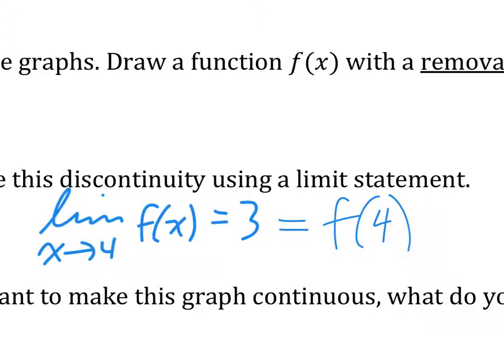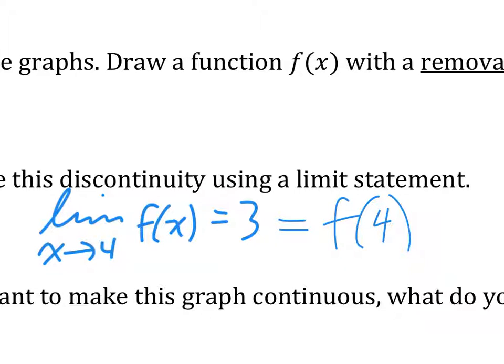When I asked you to draw a lot of discontinuous graphs, you drew all kinds of graphs. You had one with holes, you had infinite, you had jump. Which is the only one you can make continuous? The one that only has a hole. The one that goes like a jump, you cannot make continuous. The infinite one, you cannot make continuous. The only one you can make continuous is the one that only has a hole. How do you make it continuous? Fill in that hole. Therefore, for something to be continuous, the limit has to equal that number.